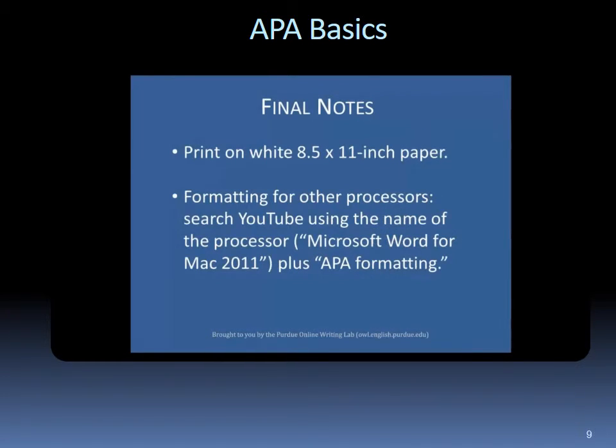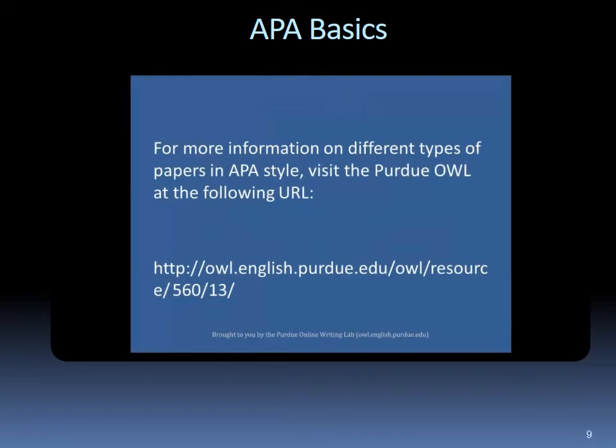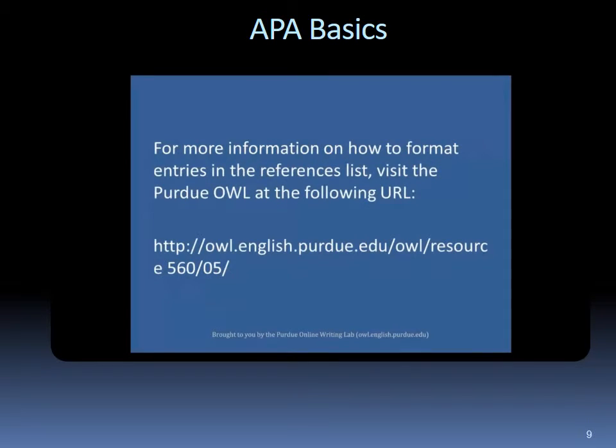Some final notes. Print your paper on white 8.5 by 11-inch paper. Also, if you are using a word processor other than Microsoft Word 2007, search YouTube using the name of the processor you are using, such as Microsoft Word for Mac 2011 plus APA formatting. For more information on different types of papers in APA style, visit the Purdue OWL at the following URL. For more information on how to format entries in the references list, visit the Purdue OWL at the following URL.